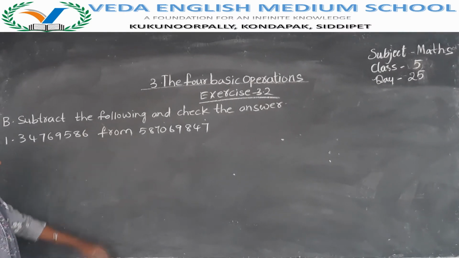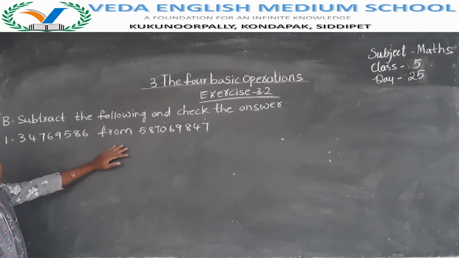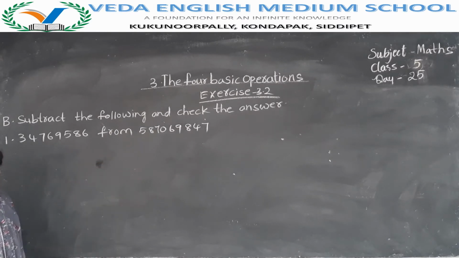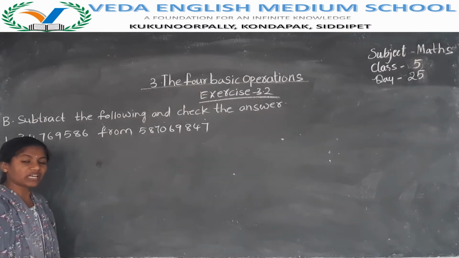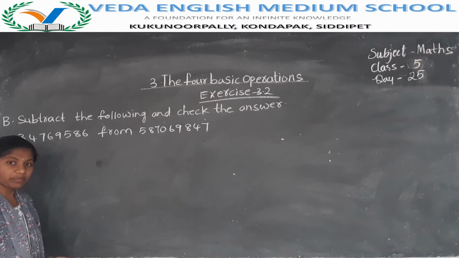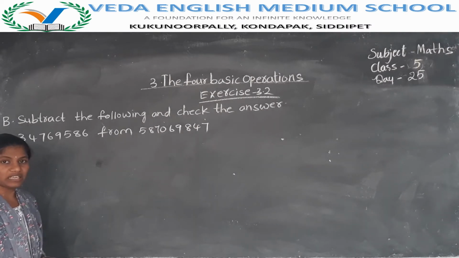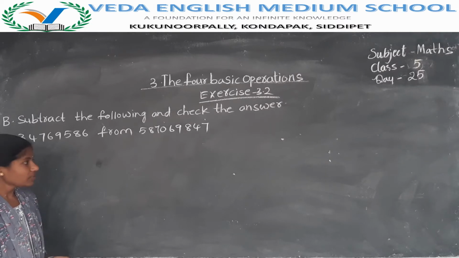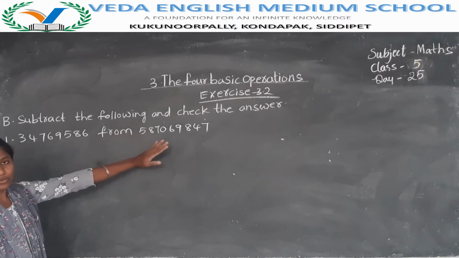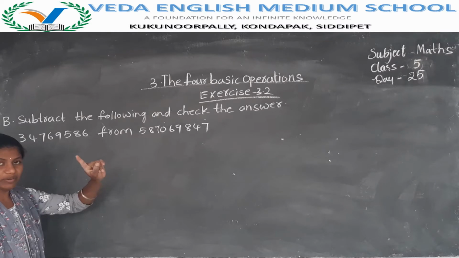In our third chapter, the four basic operations, exercise 3.1 we have completed. In exercise 3.2, first of all, in our previous class we have learned how to do addition for larger numbers, how to do subtraction for larger numbers. For subtractions we have learned checking also. Today in exercise 3.2 we completed the first bit in our previous class.